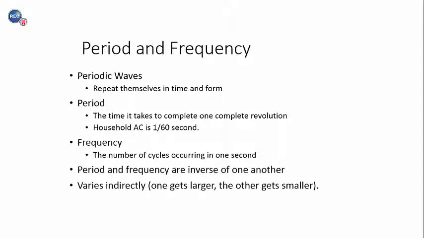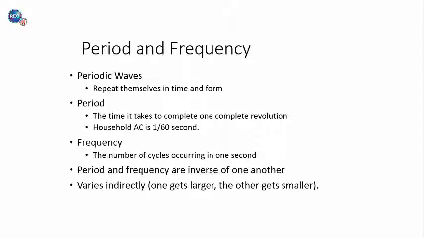And so periodic waves have what we call the period. That is the time it takes to complete one complete revolution. So for example, household AC has a period of 1/60th of a second, meaning that every 60th of a second, the voltage coming out of your outlet makes one complete alternation, right? Each 1/60th of a second we get one complete alternation.